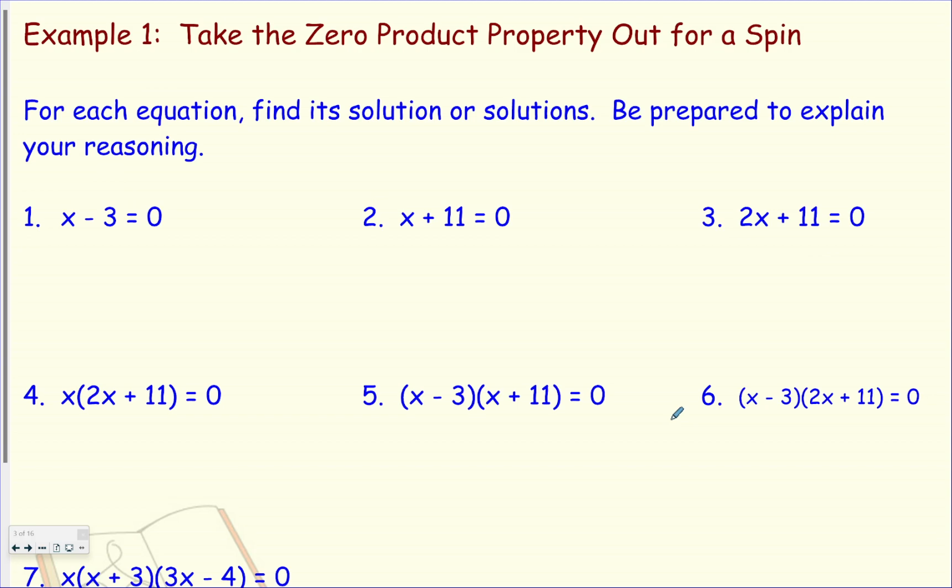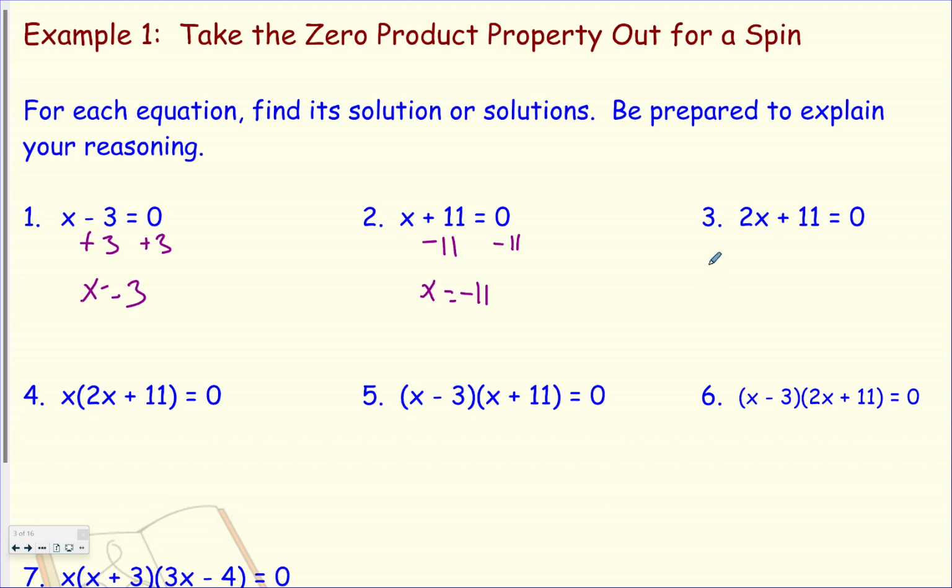Okay, so first one. Some more practice here, right? x minus 3 equals 0. Easy enough, right? Add 3 to both sides. It's a video, so we might as well write it all out. x equals 3. And sure enough, 3 minus 3 is 0. Same thing here. Subtract 11. x equals negative 11.